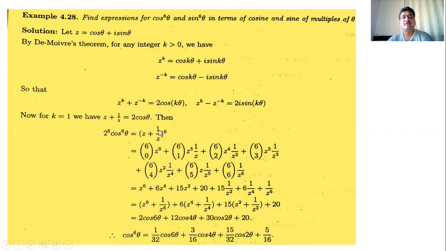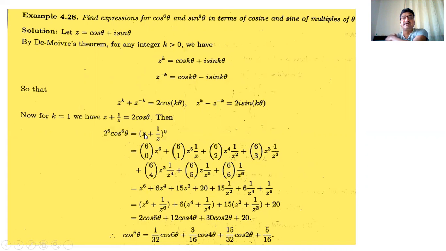Just take the 6th power of both sides. So Z plus 1 by Z raised to 6. The expansion by using the binomial theorem: we have terms 6C0, which is 1, then 6C1, 6C2, 6C3, 6C4, 6C5 and 6C6. The value of 6C1 is 6, 6C2 is 15, 6C3 is 20 by using a calculator. Then in this way 6C4, 6C5, 6C6.